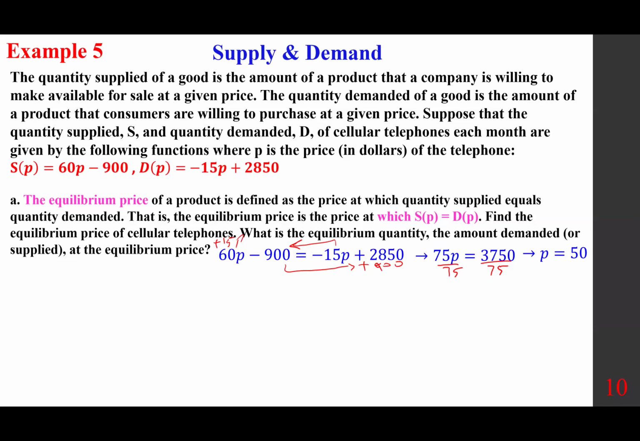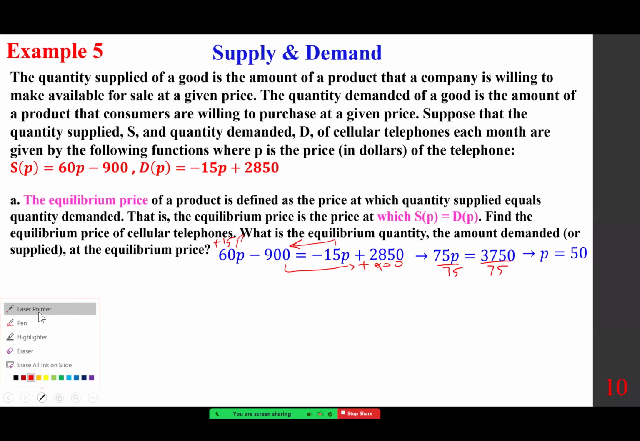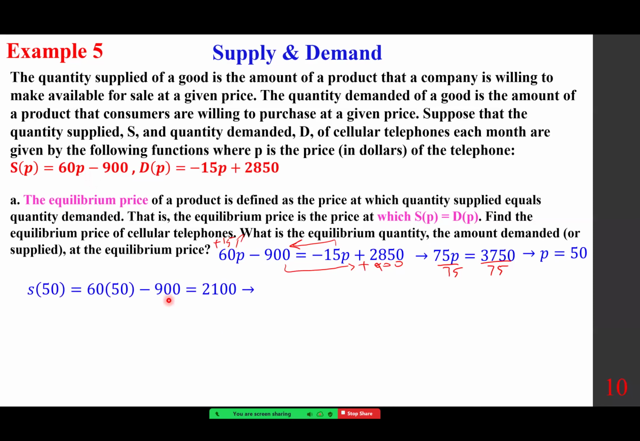Now, what is the equilibrium quantity? The amount demanded or supplied at the equilibrium price. We want to find the equilibrium point. If we plug in this number 50 to S of P or to D of P, either one, it must give us the same answer. In fact, 60 times 50 minus 900, this is 3000 minus 900 is 2100.